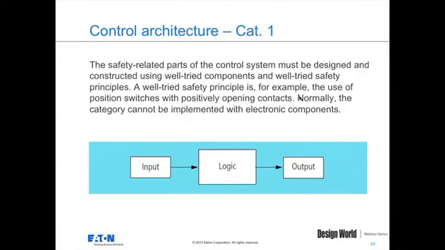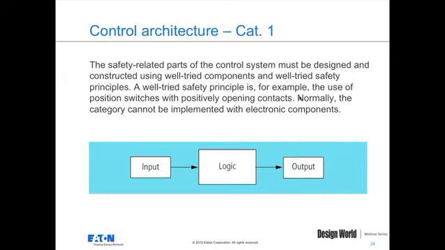You take a step up from there to Category 1. Category 1 still has the input, logic, output structure, so the same very basic structure. The requirement here is that the safety-related parts of the control system, so the components you're using here, must be designed and constructed using well-tried components and well-tried safety principles. So you're using products that are designed for use in safety applications. A good example of that would be using limit switches or E-stops that have positively opening contacts.